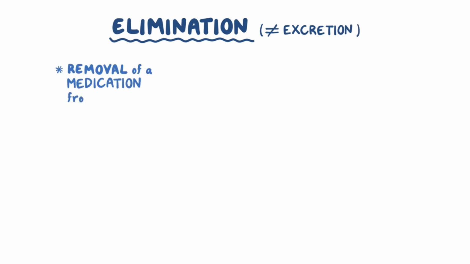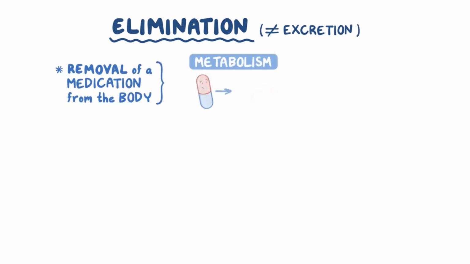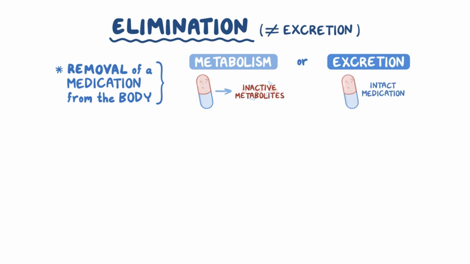Now let's focus on a process called elimination, which is often confused with the process of excretion. Elimination is the removal of a medication from the body. Now this can be accomplished through metabolism, where the medication is broken down into inactive metabolites, or through excretion, which is when the intact medication is transported out of the body. This can happen through a number of ways, but the most common route is through urination.